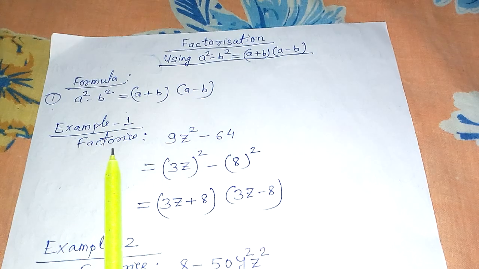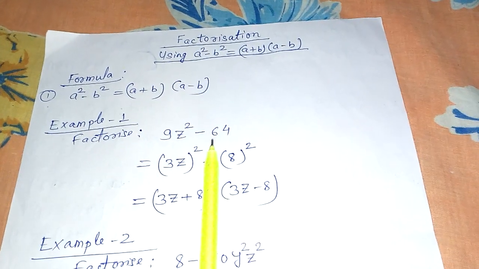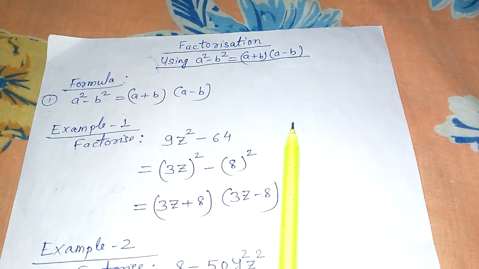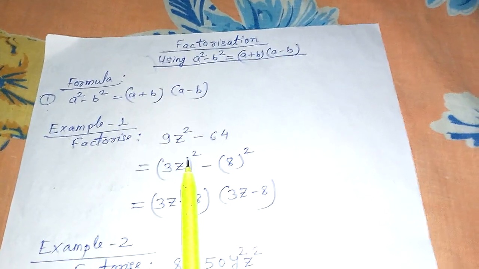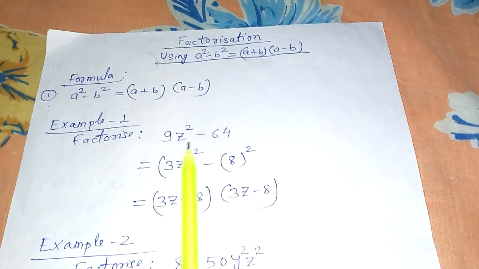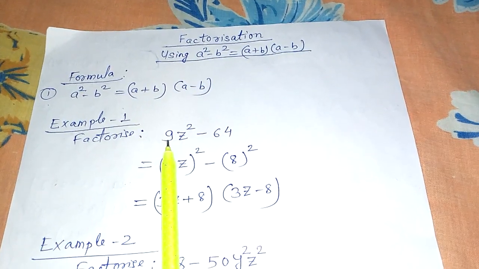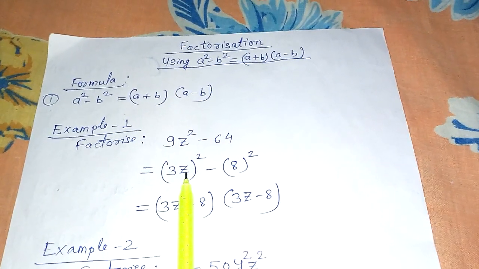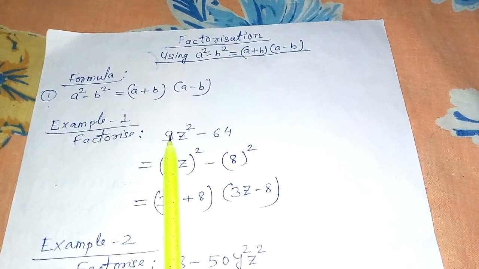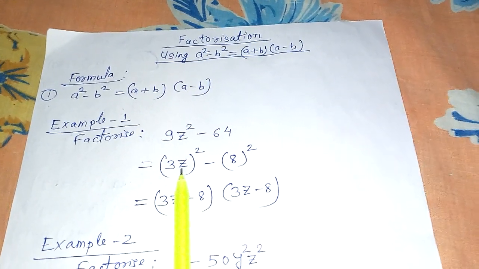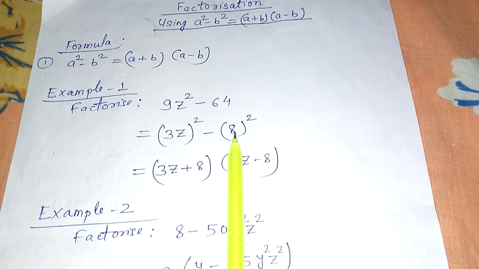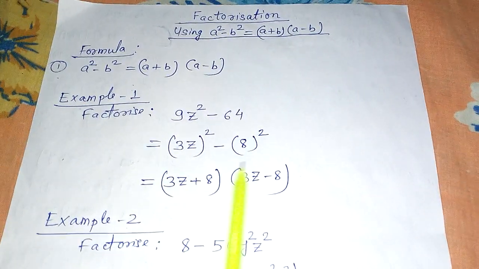Example 1, the question is: factorize 9z square minus 64. Now the main target in this chapter should be how we can bring the square at the top. So here you can see 9 can become the square of 3, and z already has a square. That means 9z square I made it (3z) whole square, and 64 I made it 8 whole square, because 8 square is 64. And now you can see it has become a formula.